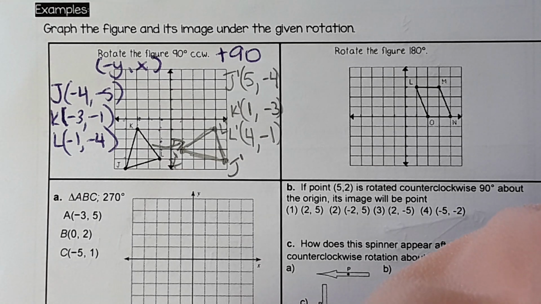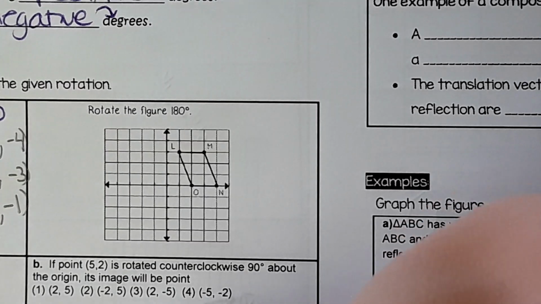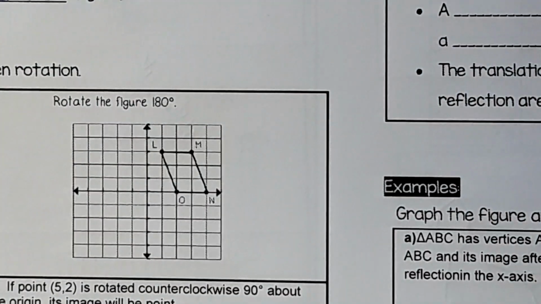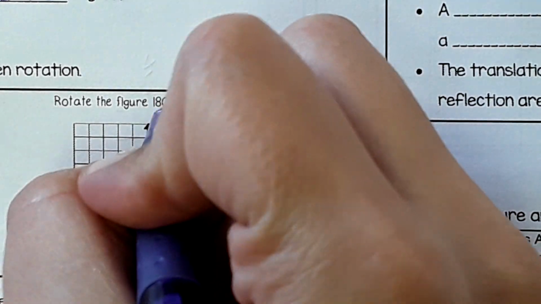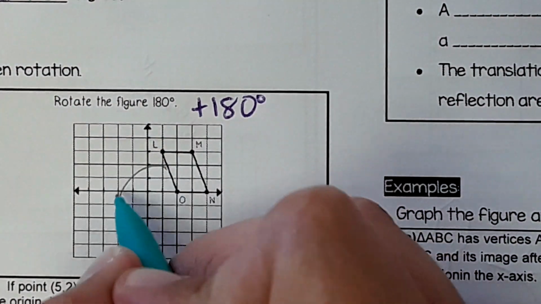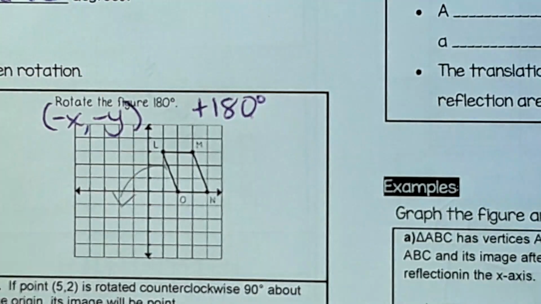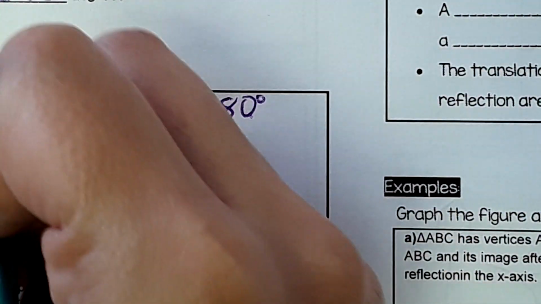Okay. Ready to do it again? Okay, next one is 180-degree rotation, which in my opinion is the easiest one of them all in terms of the rule. So for rotate a figure 180, it doesn't say positive or negative, it just assumes it's positive. So it's a positive 180-degree rotation, meaning that you're going to do 2 turns. It's going to end up over here somewhere. And then the rule for 180, just look up at your chart. It is -x, -y.